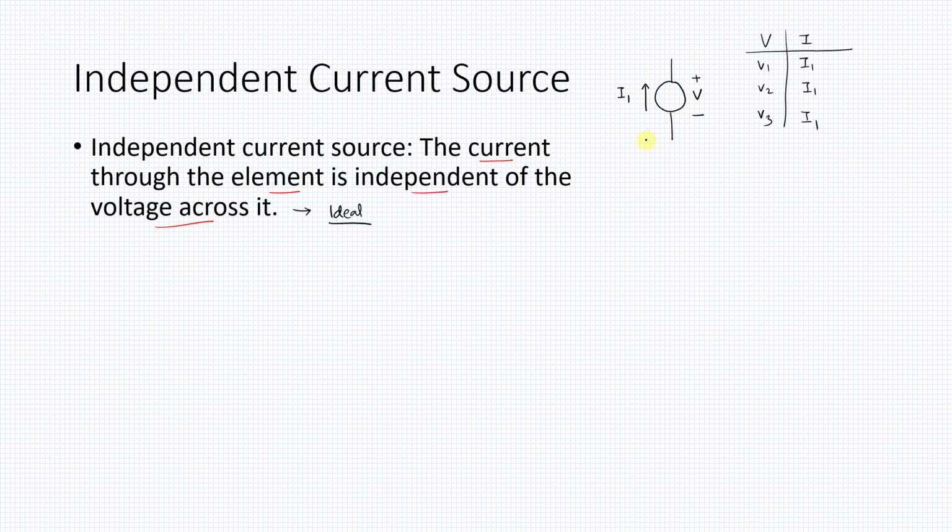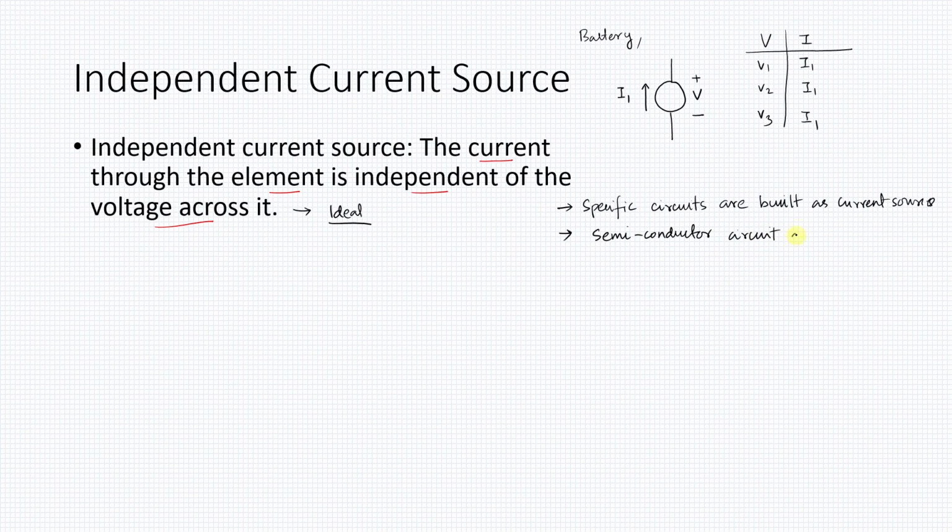Now, as such, there are no direct examples of a current source. For example, for a voltage source, a battery is a good example, and your wall outlet is a good example. But for an independent current source, I cannot tell you a direct example from real life. Usually, specific circuits are built as current sources, and these types of circuits are extensively used in semiconductor circuit design.